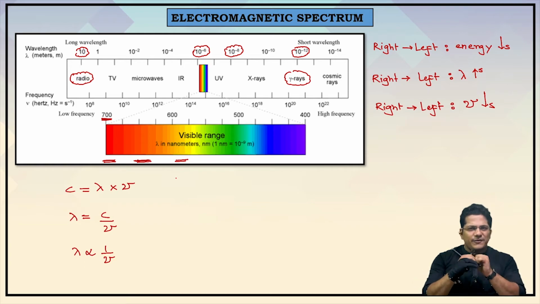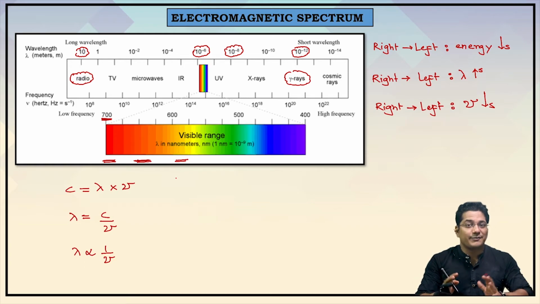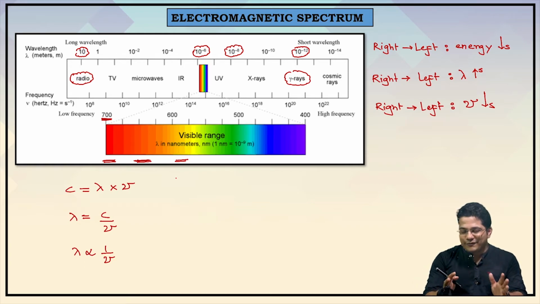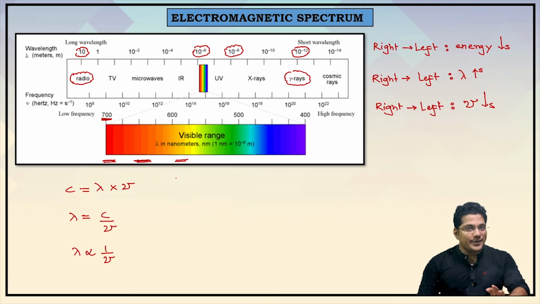Okay, let's leave the iron block. Let's take another simple example of sunrise. Whenever you observe the sunrise, remember the first color that you observe is always red.